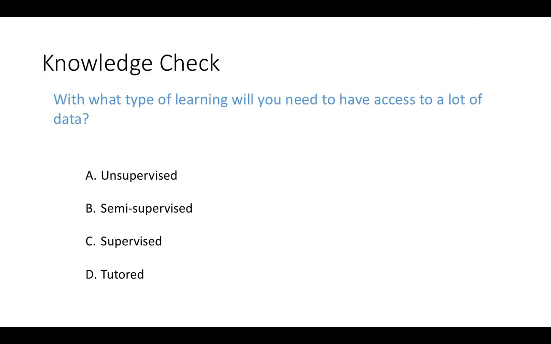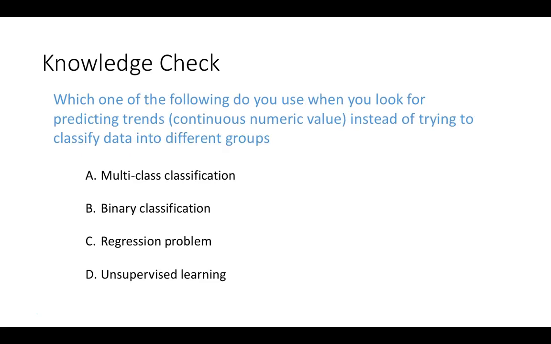Another question: with what type of learning will you need to have access to a lot of data? Unsupervised, semi-supervised, supervised, or tutored? As we talked about, unsupervised learning doesn't have the ground truth in the data set, or the target variables are not specified to train the model. So we may require more records, more data, and then we'll be able to perform this task more efficiently.